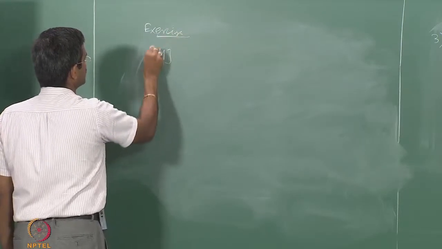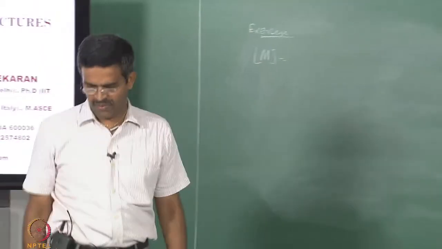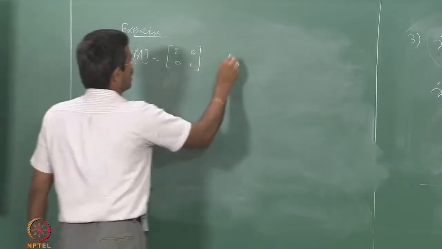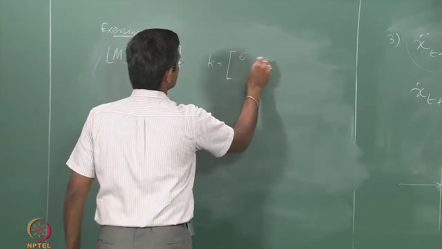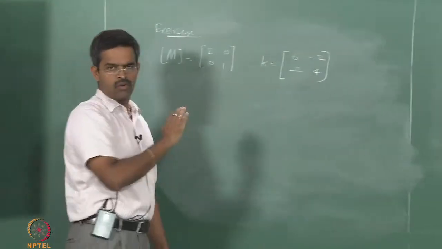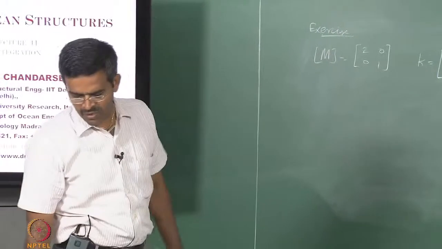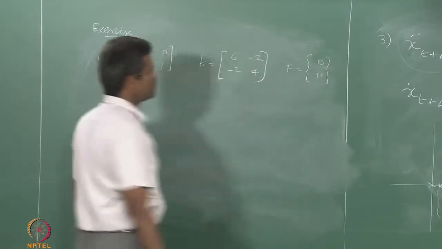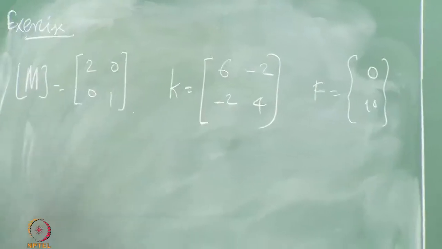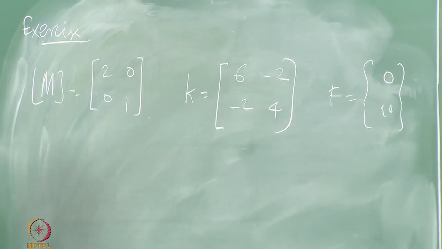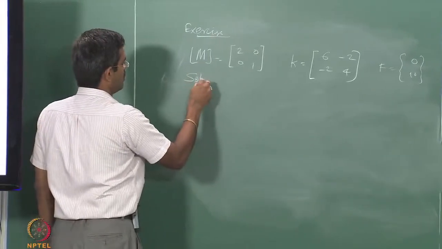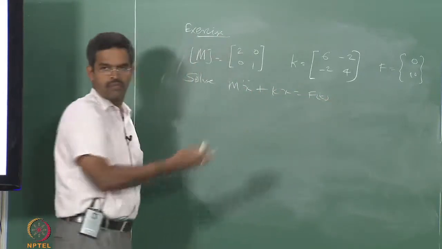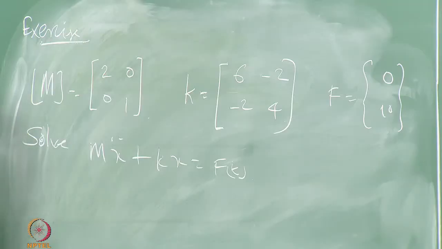Let us say I have a mass matrix, to make it very easy just for solution purposes, 2 0 0 1. I have a stiffness matrix 6 minus 2 minus 2 4. Do not bother about the units and do not bother about the significance of these numbers, just for understanding we are trying to adopt this scheme. F is 0 10. Okay. So, you have the steps with you, let us try to do this. I want to solve m x double dot plus k x is f of t, that is what is asked in the problem. So, I have to find x of t for different intervals.